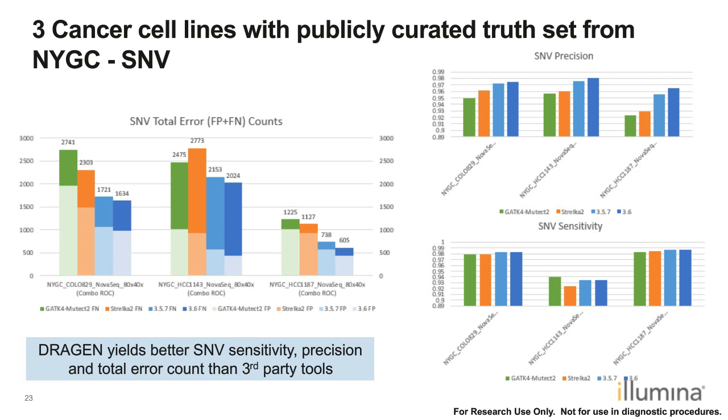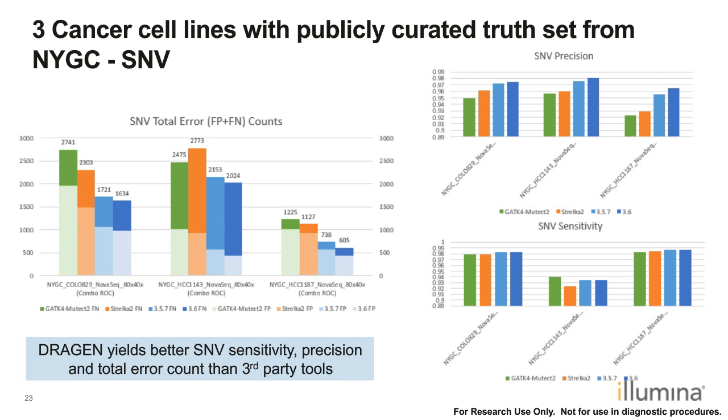And you can see that this slide is for the SNPs. The total FP plus FN count is lower in 3.6. And then that, on the other side, translates into higher precision and higher sensitivity. There is one result over here, which is the SNP sensitivity for the 1143 cell line, where there's a little bit of a drop in the DRAGEN sensitivity compared to GATK. And then we are addressing that. We're trying to see how we can bring that up.